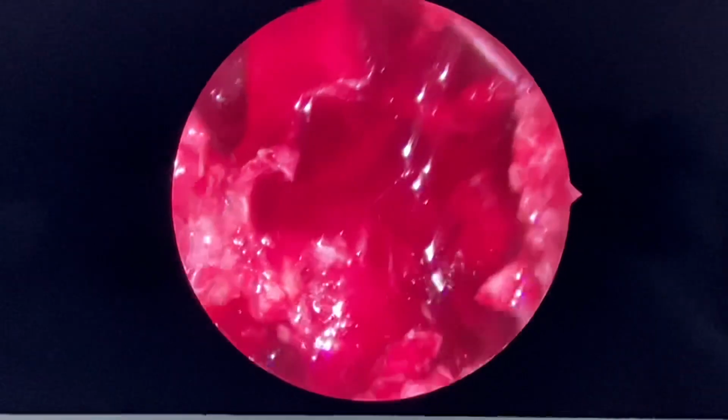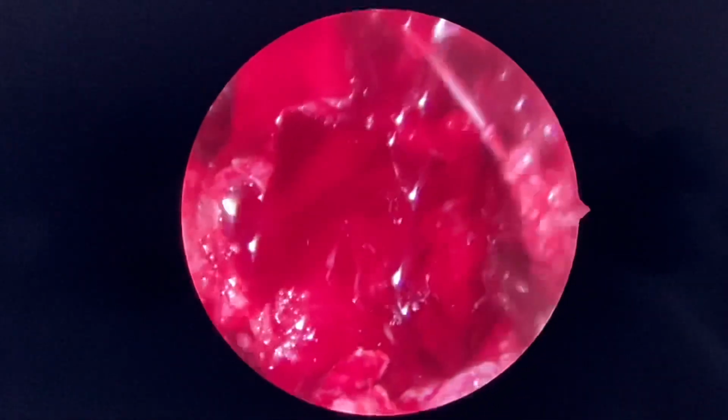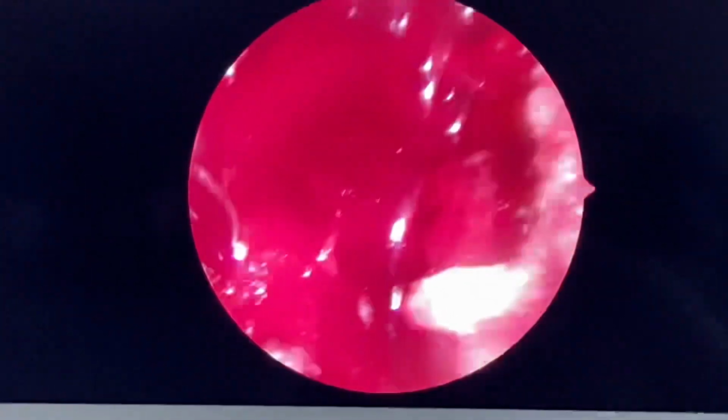Further going laterally, we have removed the posterior wall of the maxillary sinus. We have removed the posterior wall, medial wall, and the lateral wall of the maxillary sinus. So this is the floor of the maxillary sinus. Once we have removed the posterior wall of the maxillary sinus, we are able to see the medial pterygoid muscle, and the lateral pterygoid muscle over here laterally.